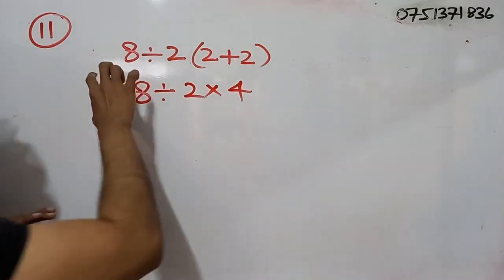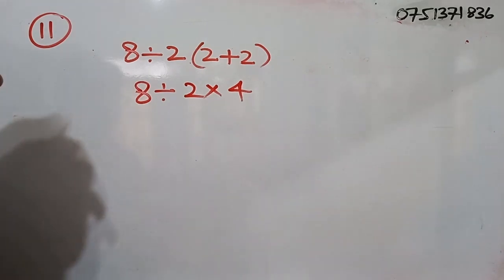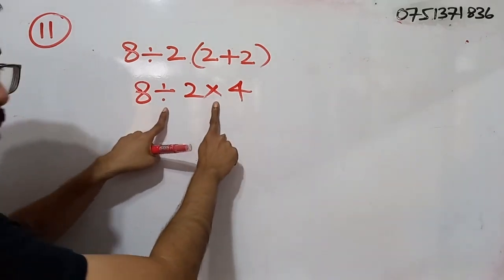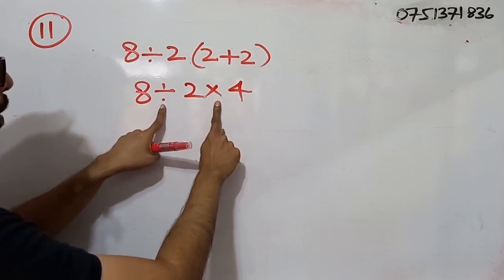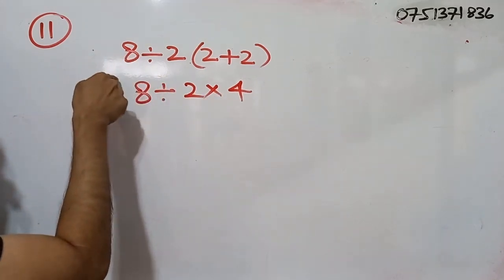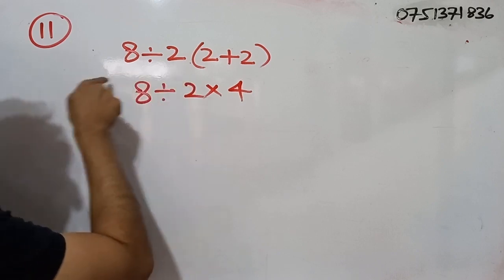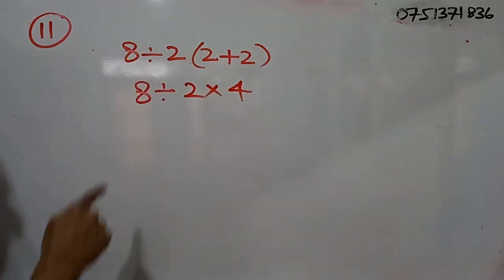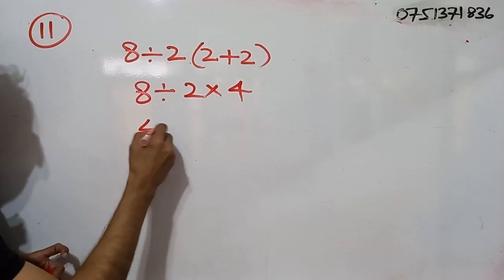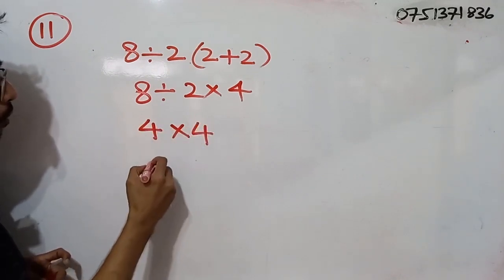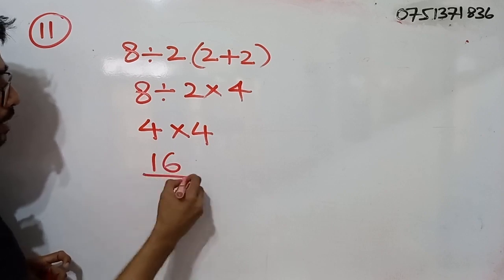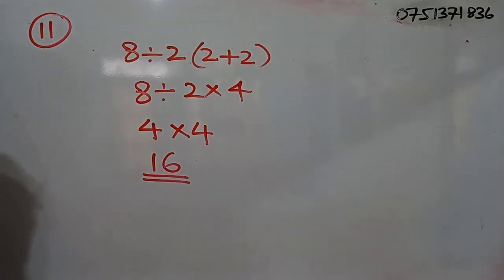Now we have a single expression where we have two mathematical operations. So both of these have the same priority. So we have to start from the left and simplify towards the right. So 8 divided by 2, that's a 4. Then what do we have? 4 into 4, what is that? 16. So the answer is 16.